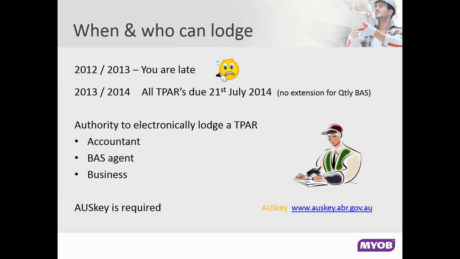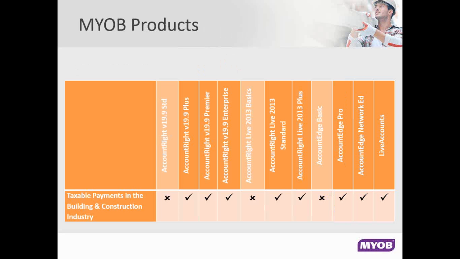But typically about 2/3 or 3/4 of businesses in Australia don't have their own Oz key. So if you're going to lodge yourself and save some dollars, get yourself an Oz key, it's free, and then you can lodge yourself.